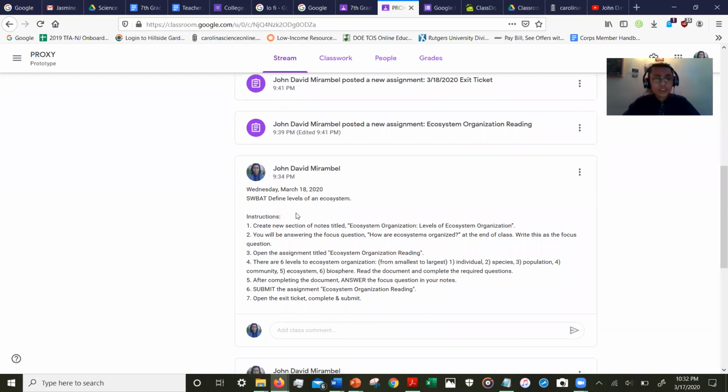First, we're going to create a new section of notes titled Ecosystem Organization, Level of Ecosystem Organization. So obviously it says I need to create new notes. I have my notebook here, and I am simply going to begin the new notes. I'm also going to be writing the focus question, which is the next step of the instructions. Our focus question is how are ecosystems organized? And if you could already guess, this is a focus question that we'll answer by the end of today's class.